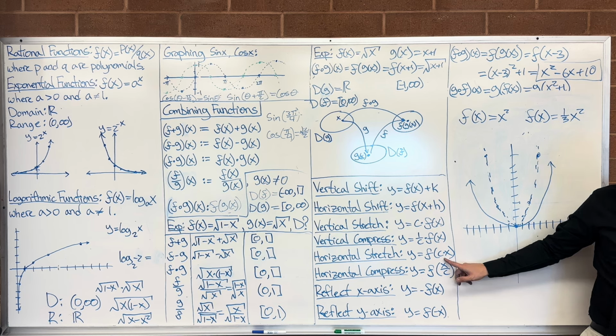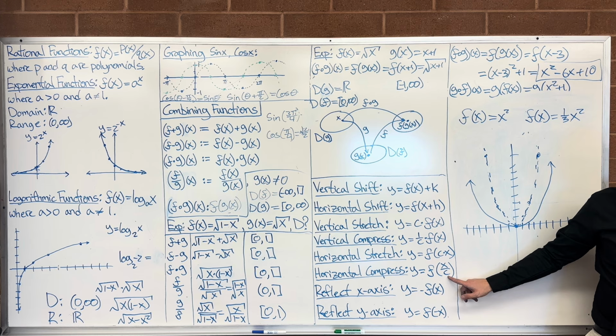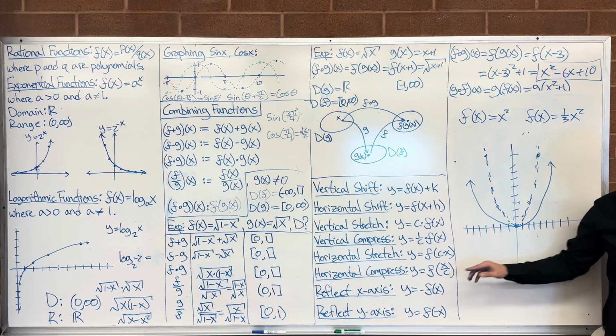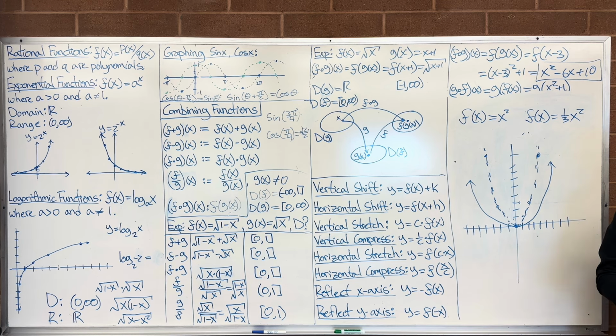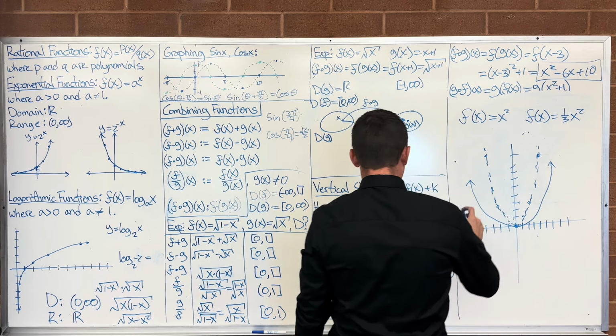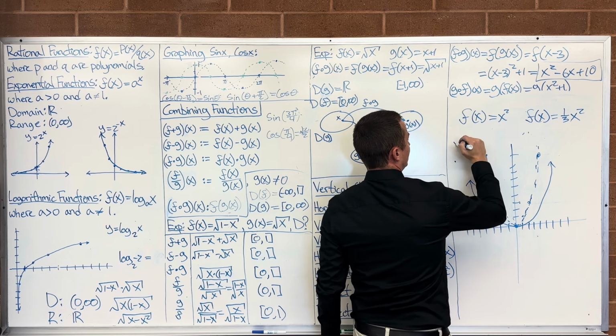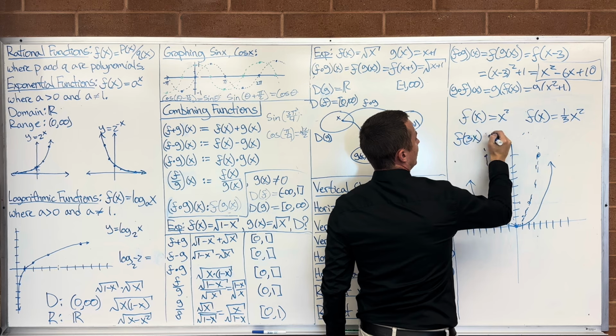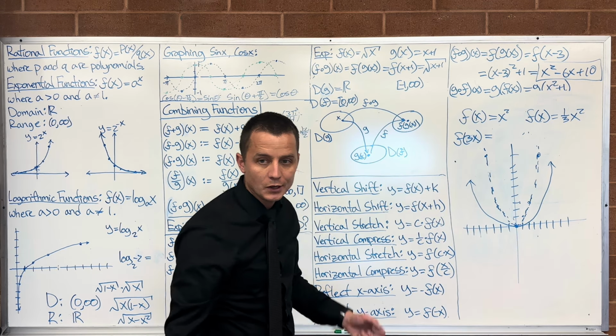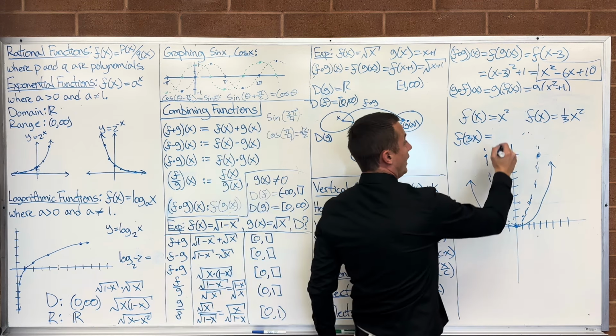Horizontal stretch, I think I did those backwards. You did. This should be a compress, this is a stretch. Compress it horizontally is when we multiply it by c. It's going to squish it like this. Let's see what that looks like. So now we're going to look at f of, we'll put the 3x in here. What does that equal? 3x squared. It's going to be 9x squared, right?